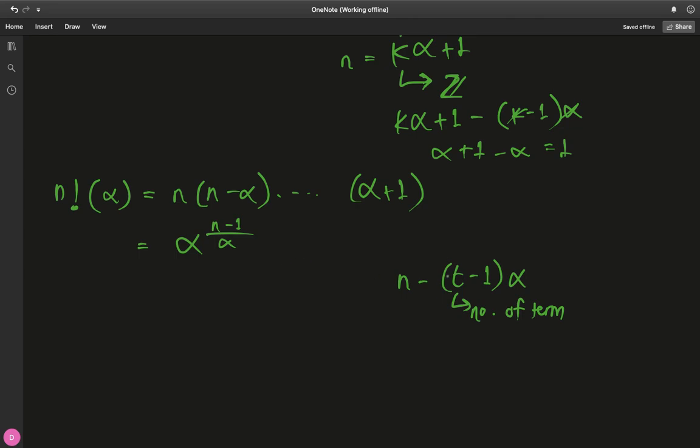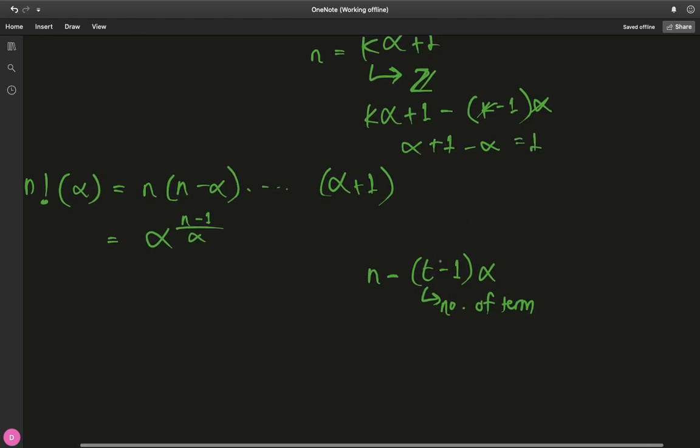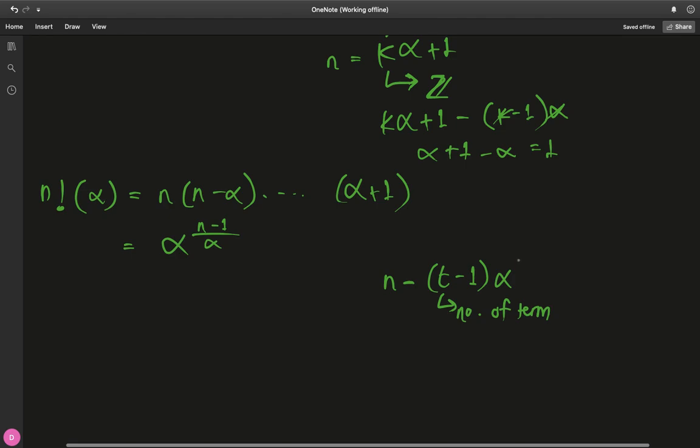Because if you plug in again t equals 1 for the first term, this alpha factor cancels out, and you end up with n. And then for the second term, when you plug in t equals 2, you end up with 2 minus 1, which is 1 times alpha. So n minus alpha, you have the second term. So this is the general term for this multiple factorial.